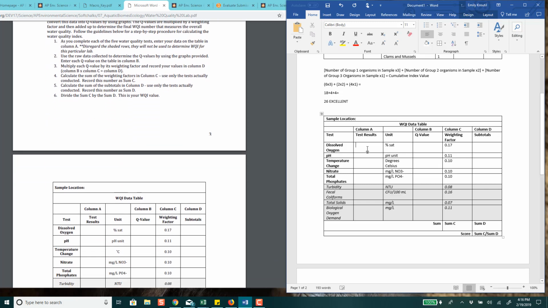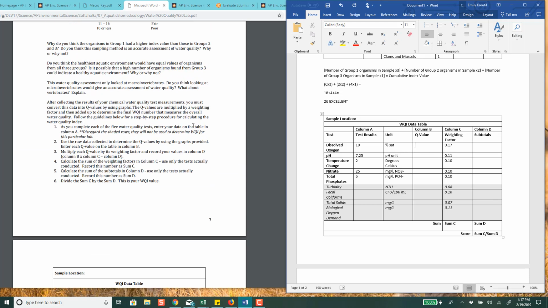But this at least gives you the data tables ready to go, and you can kind of look at them. Again, these values I have for dissolved oxygen, pH, temperature, nitrate, and phosphates are completely fake. I made them up. So please do not use these numbers that I have. They won't make sense.